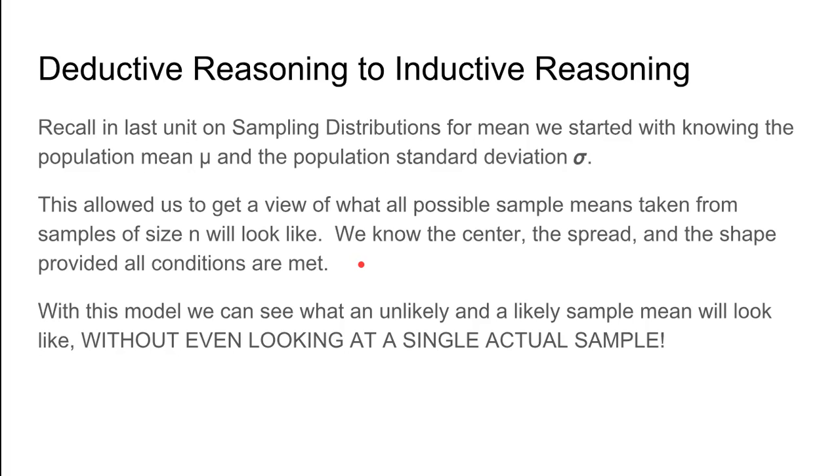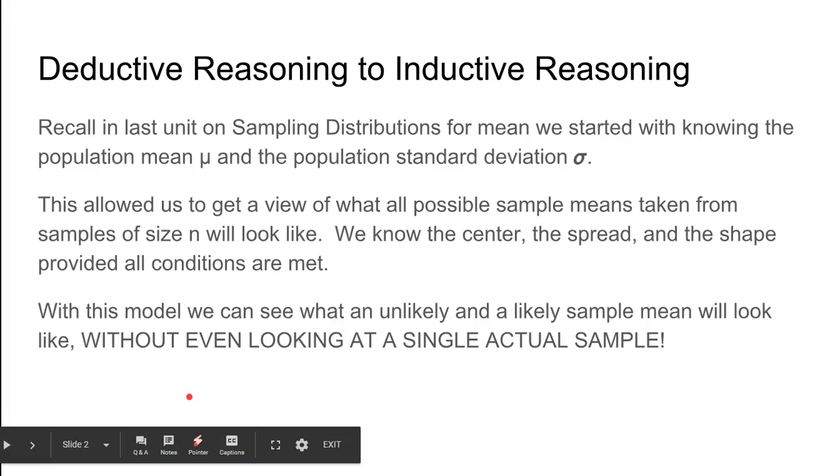So with this model, we can see what an unlikely and a likely sample mean would look like, even without looking at a single actual sample. And that's the whole point of deductive reasoning, right? We know what the truth is, and from that assumed idea of what the truth is, we can get a nice picture of pretty much everything else, right?